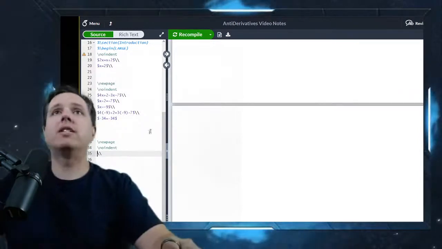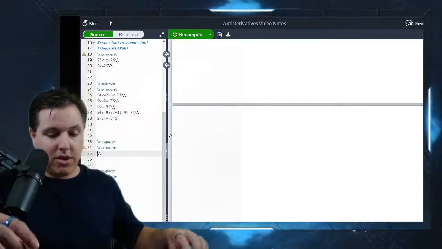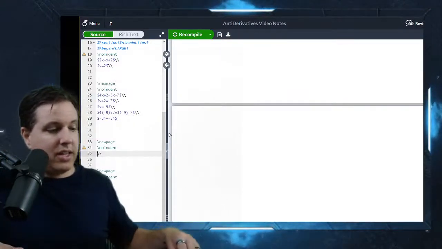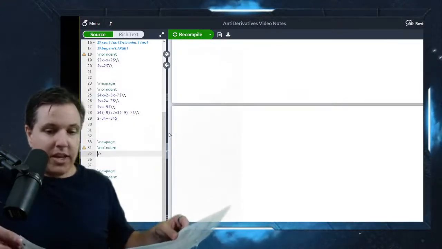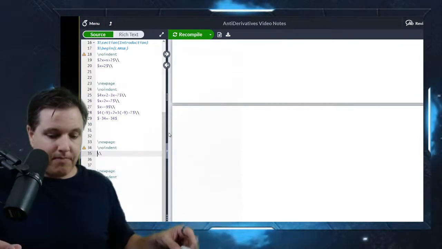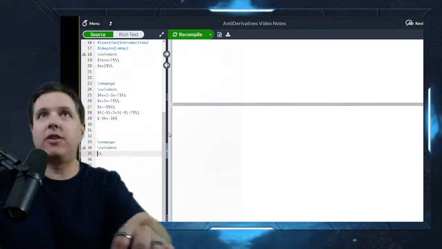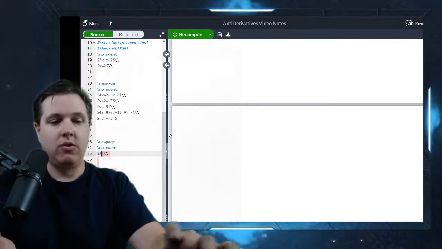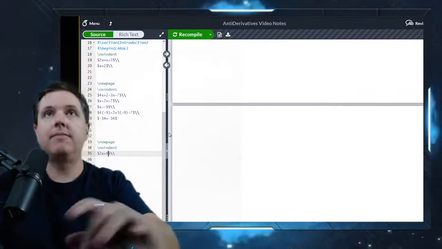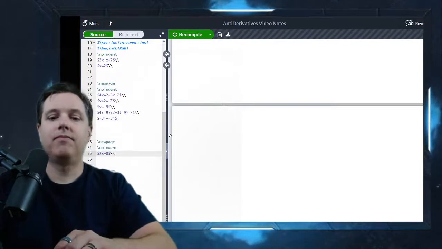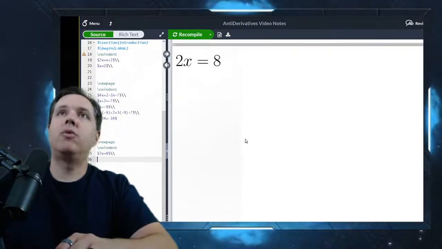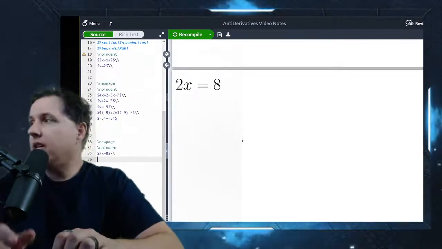Okay, so for example, let's get to a more complicated problem where I have to use the multiplication property. We'll start off with a simple one. How about this? 2x equals 8. Okay, we want to solve 2x equals 8.